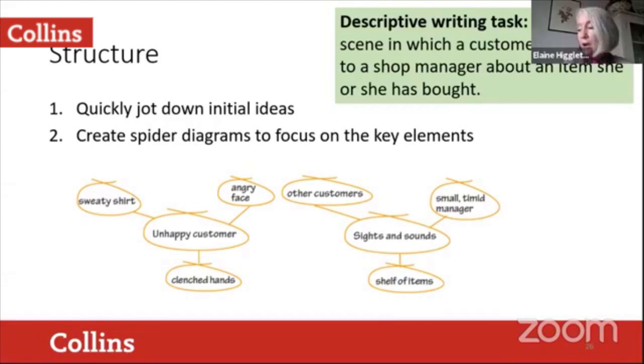So if we have a descriptive writing task and we say we are describing a scene in which a customer complains to a shop manager about an item that she or he has bought, we'll have an overarching structure. So we'll say, right, paragraph one, customer comes into the shop. Next step, paragraph two, customer asks to speak to the shop manager. Shop manager comes along. Customer says, manager replies, customer is happy or is unhappy, customer leaves the shop. That gives us our overall structure. But we can also dig in more deeply and use planning for individual elements.